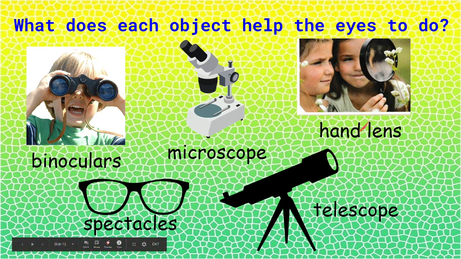These girls are using the hand lens. With the hand lens or the magnifying glass, it is used to produce a magnified image of an object. So you can also see the object and the details clearly using this object.